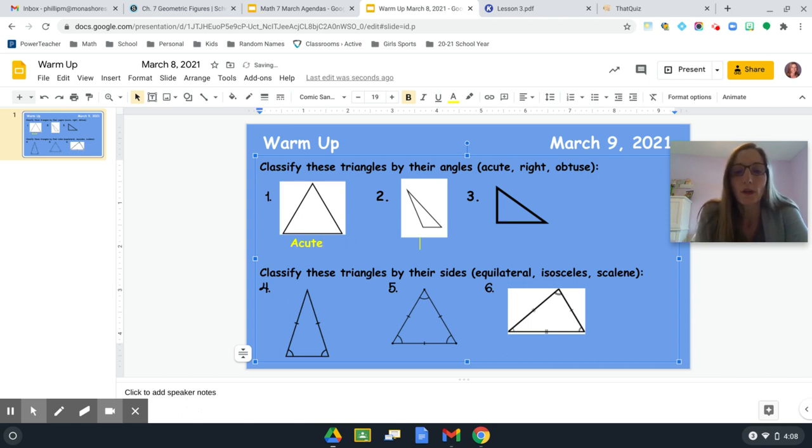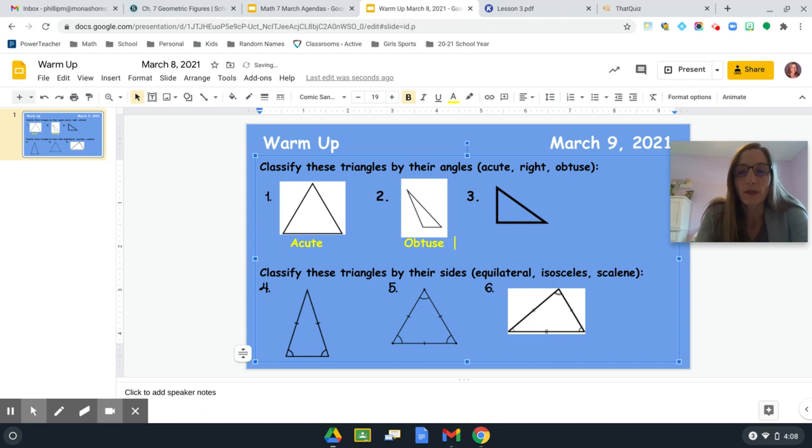Number 2, if you're classifying this one also by its angles, if you take a look, there are 2 acute angles, but in the bottom left-hand corner, there is an obtuse angle. There's an angle there that is greater than 90. That's how you classify it: by the angle that stands out, and the angle that stands out is that obtuse angle. So it's an obtuse triangle.